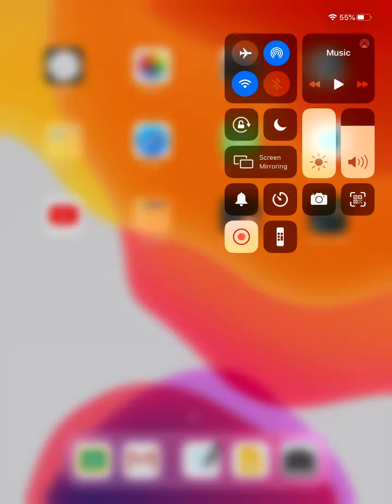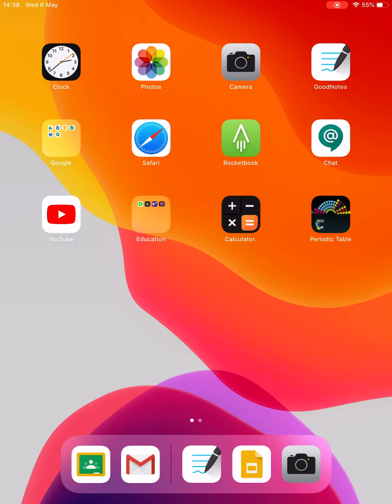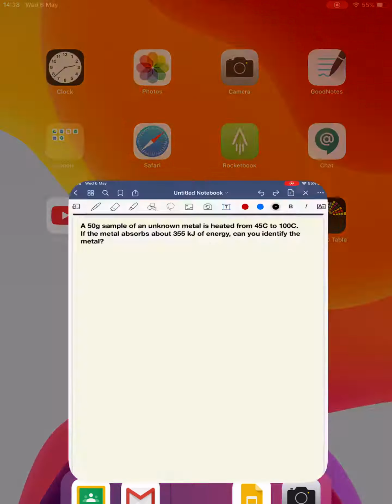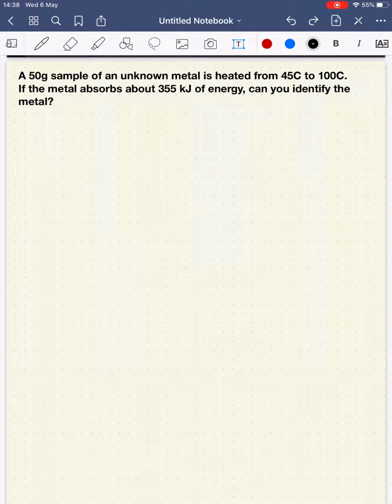Hey everybody, I'm going to show you how to do this first example problem here. If a 50 gram sample of an unknown metal is heated from 45 degrees to 100 degrees Celsius, and the metal absorbs 355 kilojoules of energy, can you identify the metal?